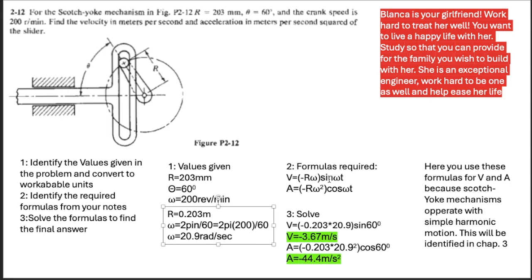Now we're going to find the formulas. Remember, we're using simple harmonic motion because it's a Scotch yoke, and you're asked to find the velocity and acceleration. So we'll take the velocity formula and the acceleration formula, and you realize you have all the values. You have everything you need because we have already converted the data to workable units. We've identified the formulas, and there you go. You have it solved. It's that simple. For chapter 2, you're just doing that.